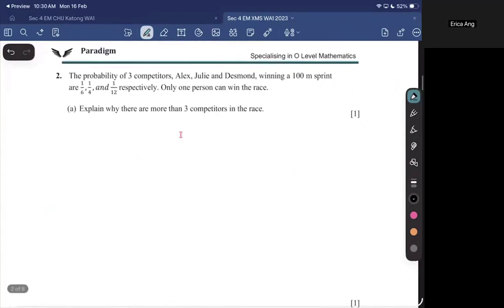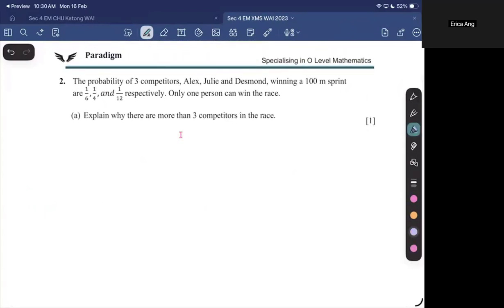The next one that we have over here is the probability of three different competitors, Alex, Julie, and Desmond, winning. Only one person can win the race, right? So they ask, why are there more than three competitors? You can do it by calculation, because if you have all the competitors and you add the probabilities together, which means all the scenarios, you should actually get one whole.